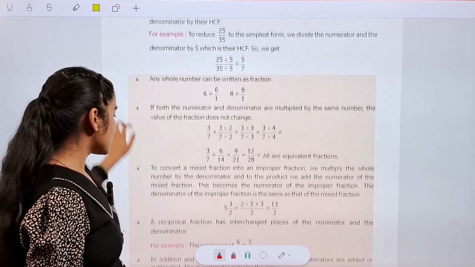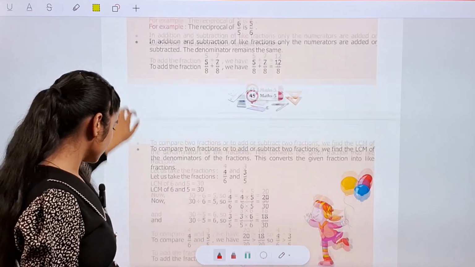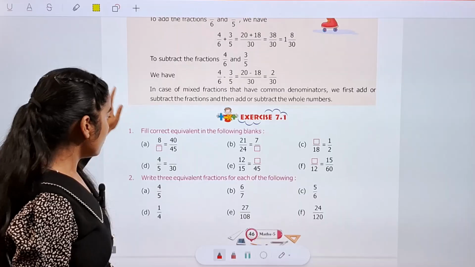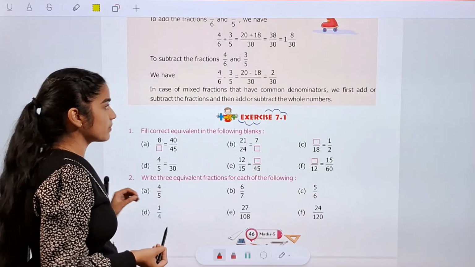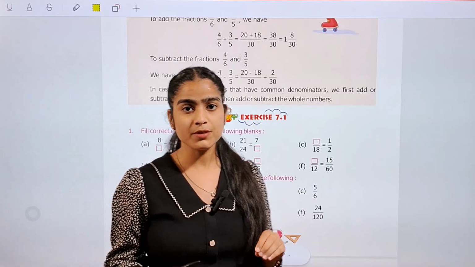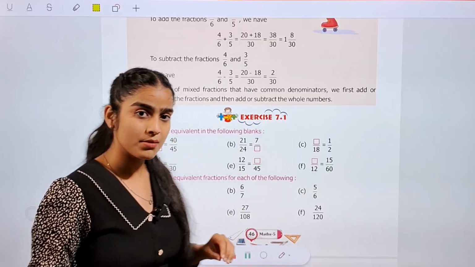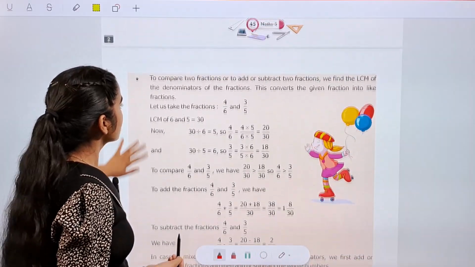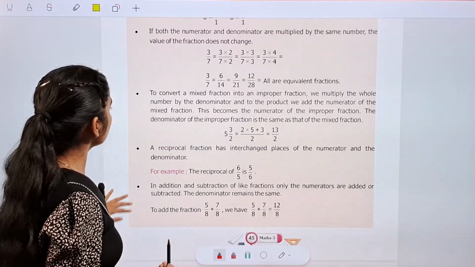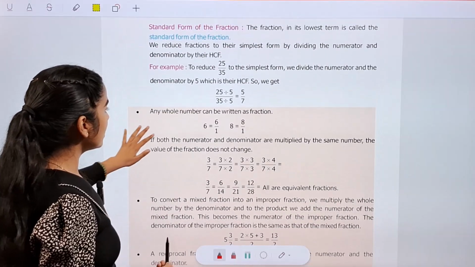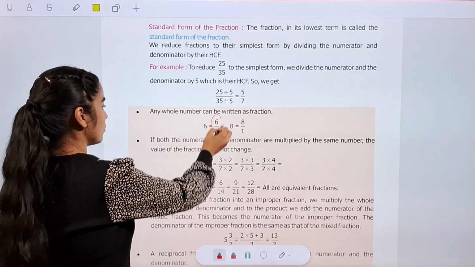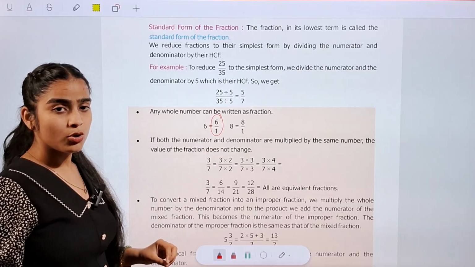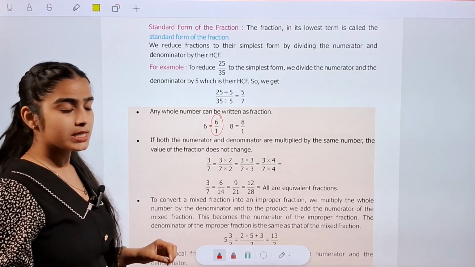Next, fill in the correct equivalent in the following blanks. Equivalent means that when you simplify your fractions, you get the same number, which is your exact fraction. Any whole number can be written as 6 by 1. If there is no denominator, we can consider 1 as the denominator.